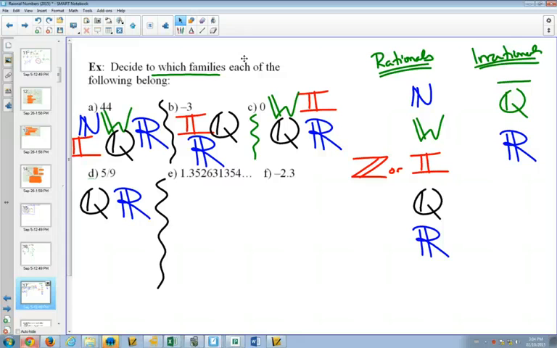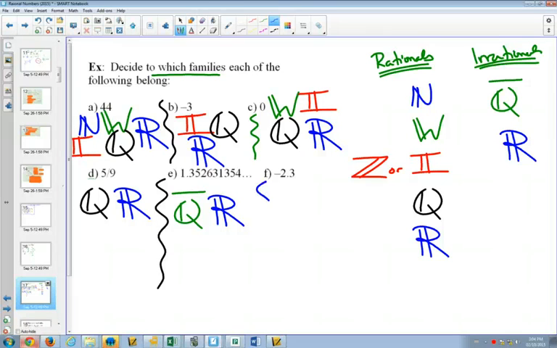The next one, rational or irrational? It goes on forever, so it's not a decimal that ends, and it's not repeating, so it's irrational. And finally, negative 2.3. Is it a rational number or irrational? It's rational because it's a decimal that ends. Is it a natural number? No. Whole number? No. Integer? No. So then it's just this one and this one.